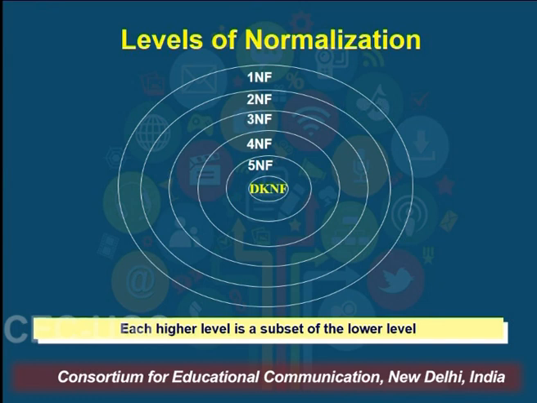And finally, if we talk about domain key normal form, which is DKNF, when a table is entering domain key normal form, that means one thing is assured, that it is already in first normal form, second normal form, third, fourth and fifth normal form as well. So each higher level is a subset of the lower level. This is the correlation between the levels of normalization.